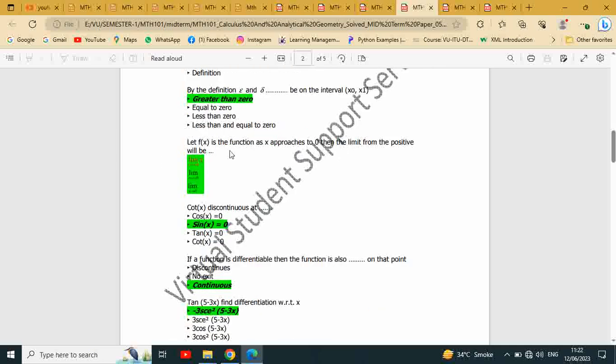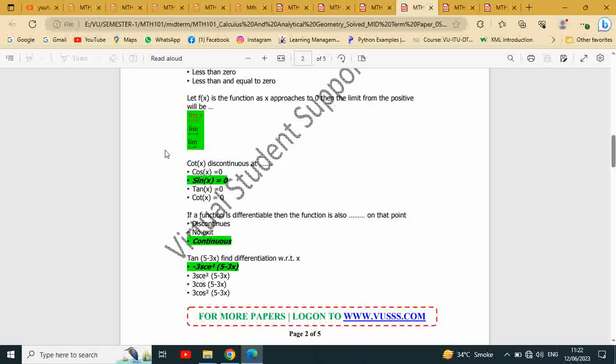Let f of x be a function as x approaches 0, then the limit from the positive side will be limit x tends to 0 plus. Cosec x is discontinuous at sin x is equal to 0.